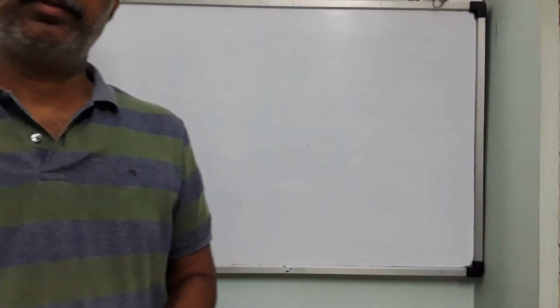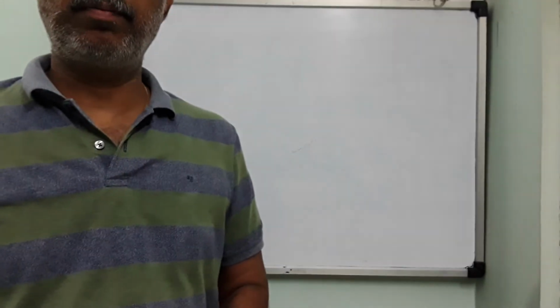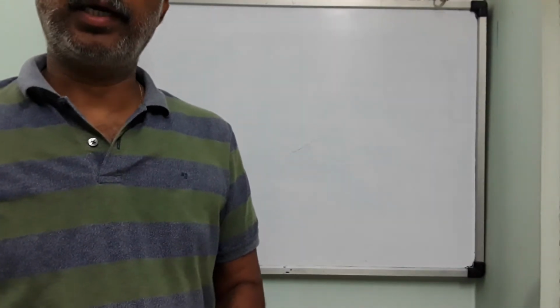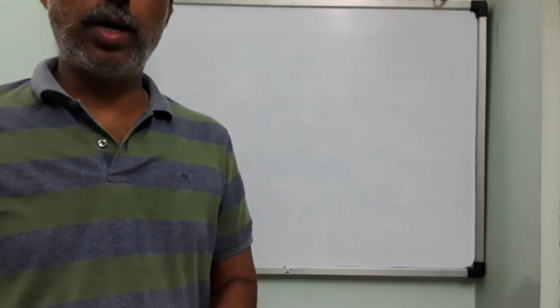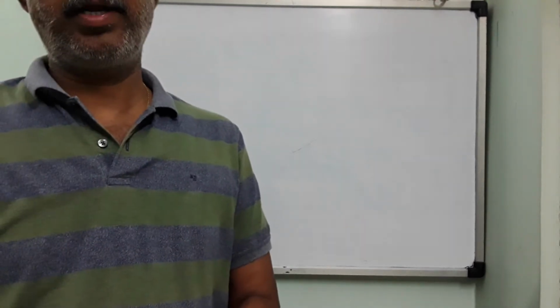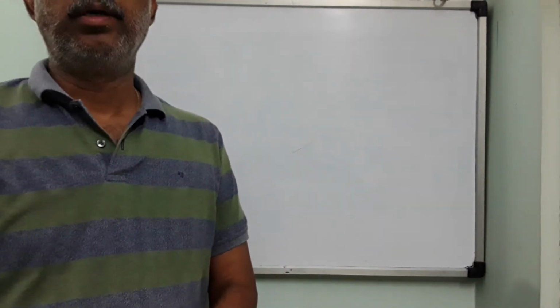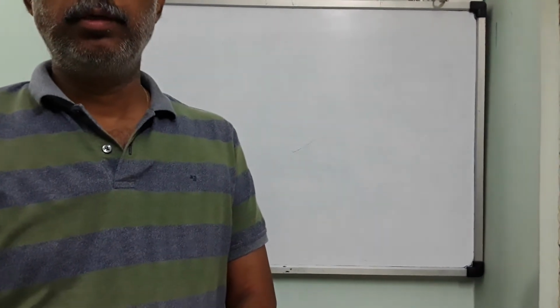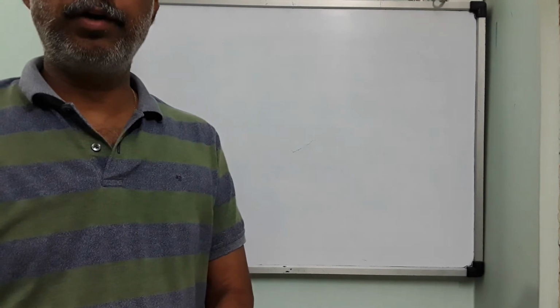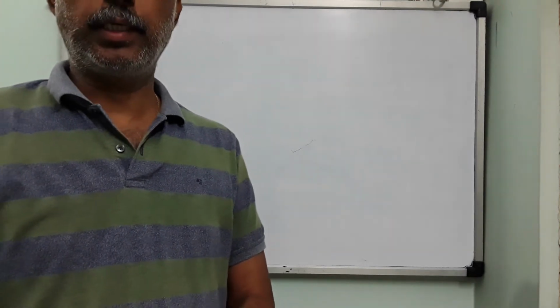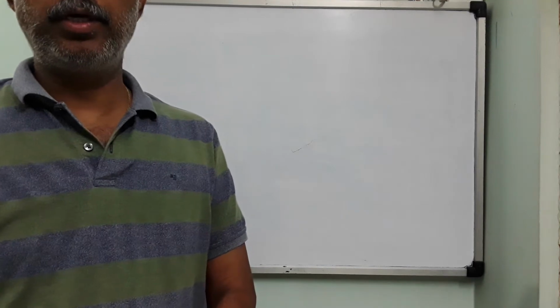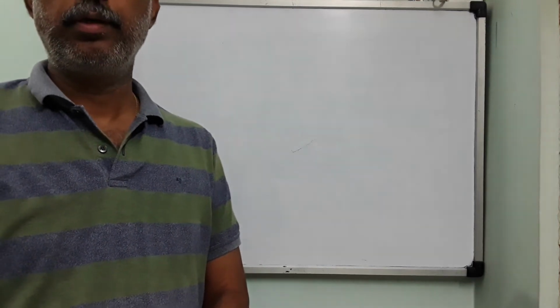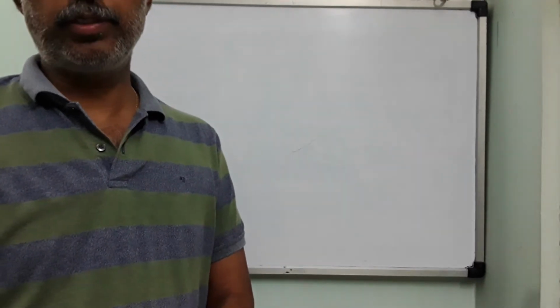Good afternoon. This is the third video lesson on electromagnetic induction. In the second video lesson, we discussed two laws. One is Faraday's law of electromagnetic induction, which states that the induced EMF is equal to the rate of change of magnetic flux, E equals minus N d phi B by dt. The second one is Lenz's law, which determines the direction of induced EMF.